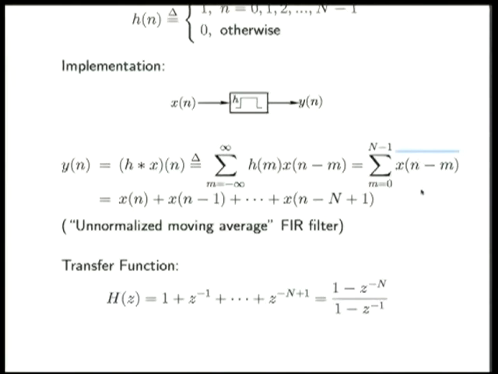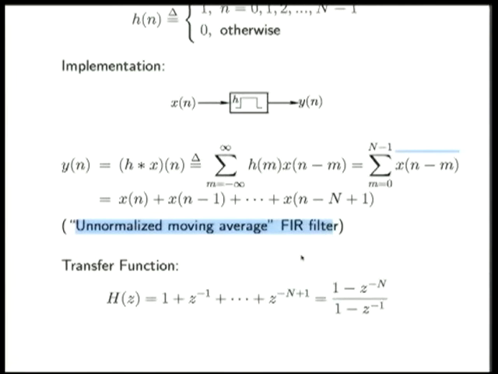And so this running sum is then our filter output. So Y of n is just X of n plus the previous input sample plus the last N samples. So it's the current and previous N minus 1 samples. So you could also think of it as an unnormalized moving average filter. It's just a running sum.